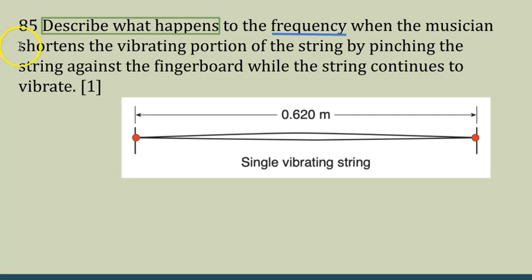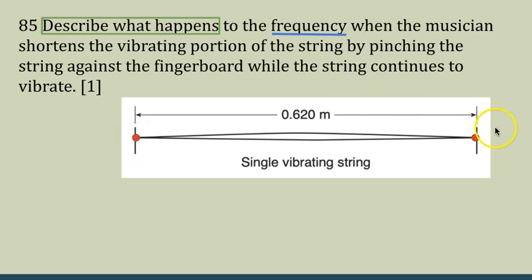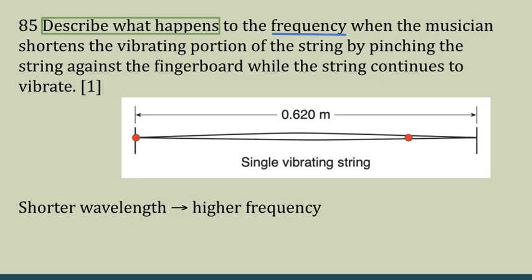The rest of the question is kind of wordy, but essentially they just want to know what's going to happen when you shorten the vibrating portion of the string. The string starts out like this. These two red dots represent the nodes. Basically, what would happen if I just slid one of those over, made the string shorter? In other words, creating a shorter wavelength. How would that affect the frequency? If you remember that frequency and wavelength are opposites, you'll know the answer. It's going to give you a higher frequency.